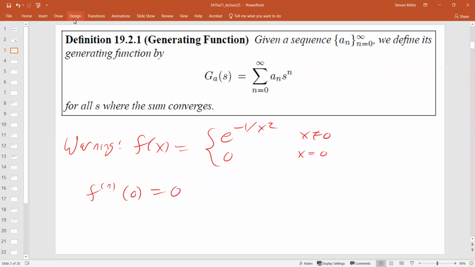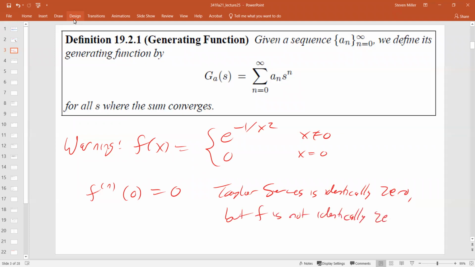All of its Taylor coefficients, all of its derivatives at the origin, are 0. So if you try to find the Taylor series, it is identically 0. But f is not identically 0. What this tells you is that Taylor series are not unique. The Taylor series for sine of x and 1701 f of x plus sine of x have the same Taylor series.